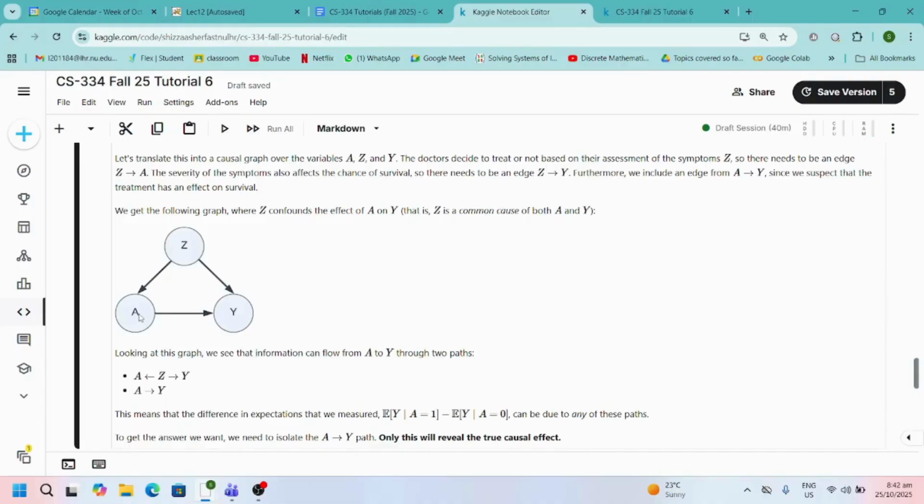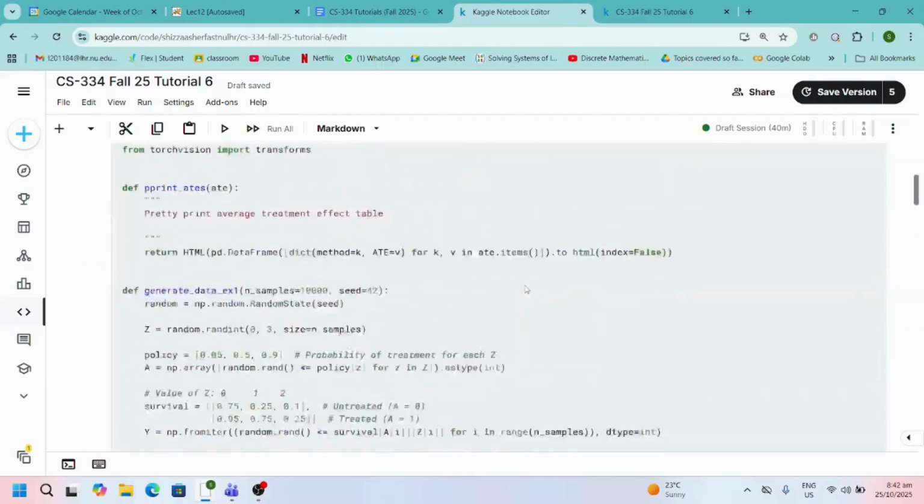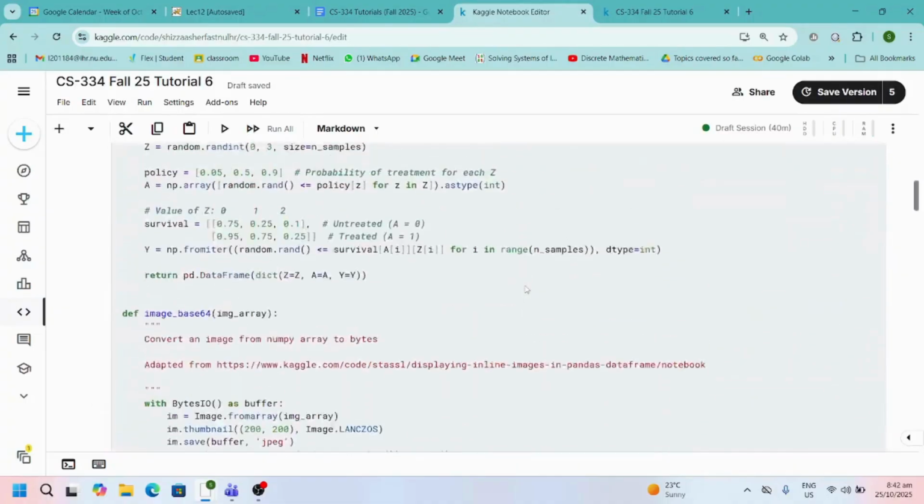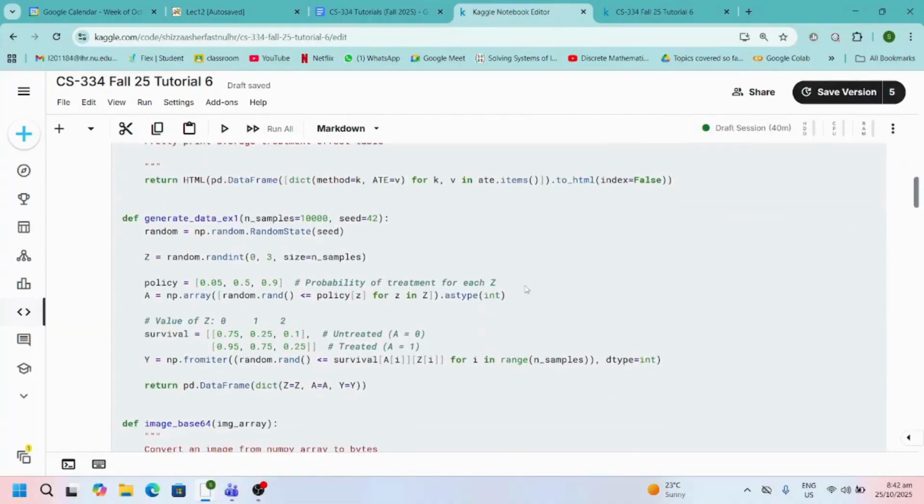That data generating algorithm, which I have not walked you through yet, ensures that Z is causing A in some way and Z is also causing Y in some way. So essentially, if I'm able to get rid of the arrow going from Z to A and replace it with a coin flip, then and only then will I be able to determine the true impact of A on Y. So I just want to show you our previous data generating algorithm, a bird's eye view at this point.